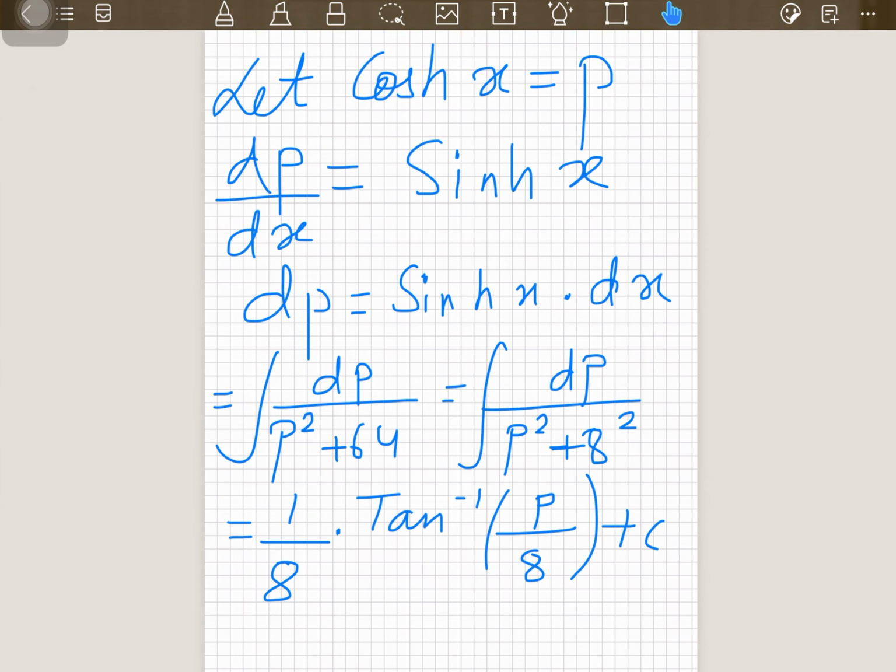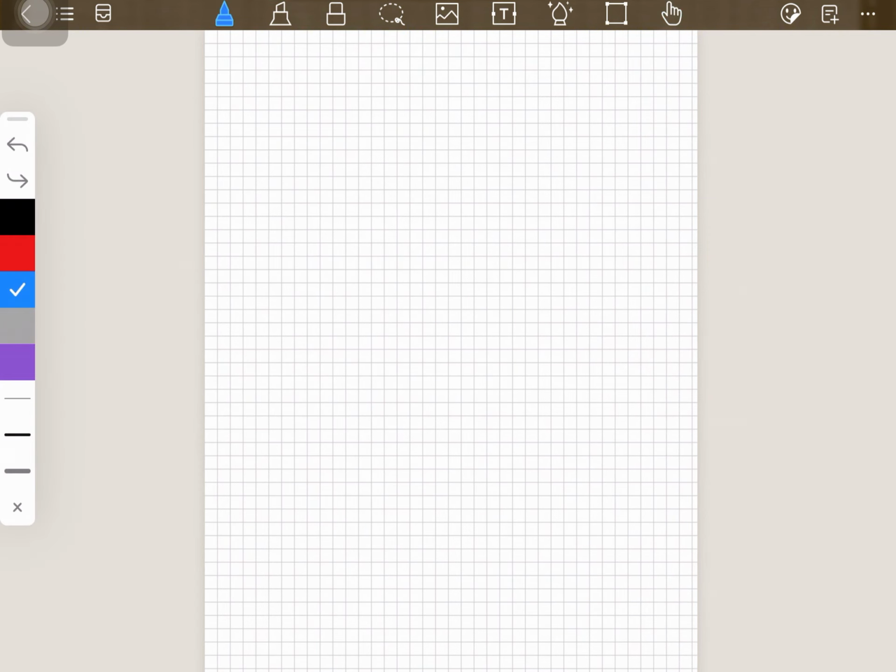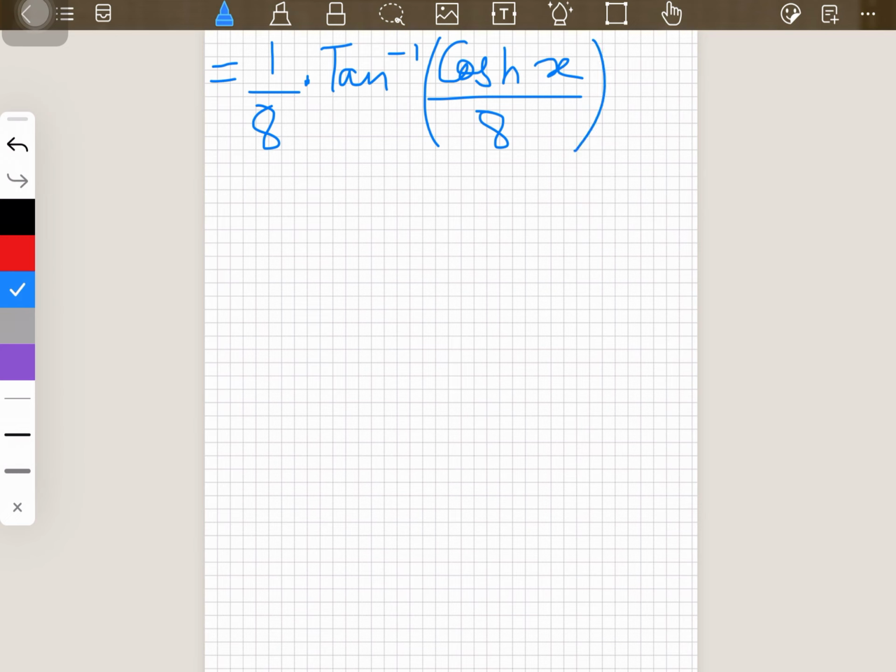And finally, this is not our final answer. We have to express it in the variables that were given to us in the question, that is using x. So 1 over 8 as it is, it's just a number. Tan inverse, the original value of p is cosh x over 8 as it is, plus the integration constant. So there you go. This is the final answer to this question.